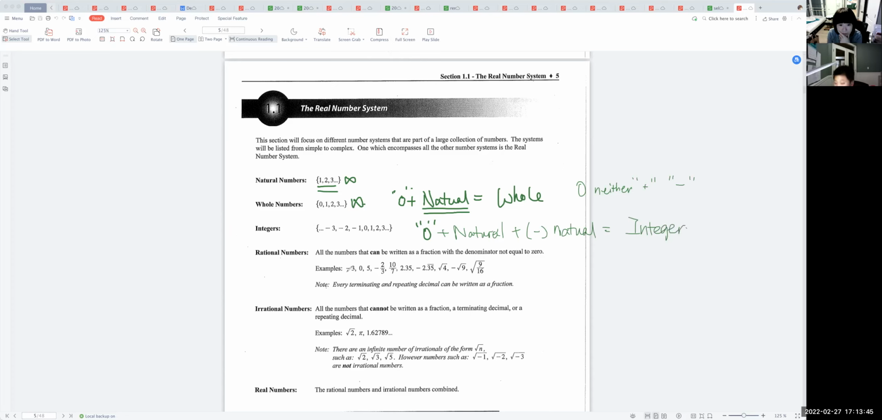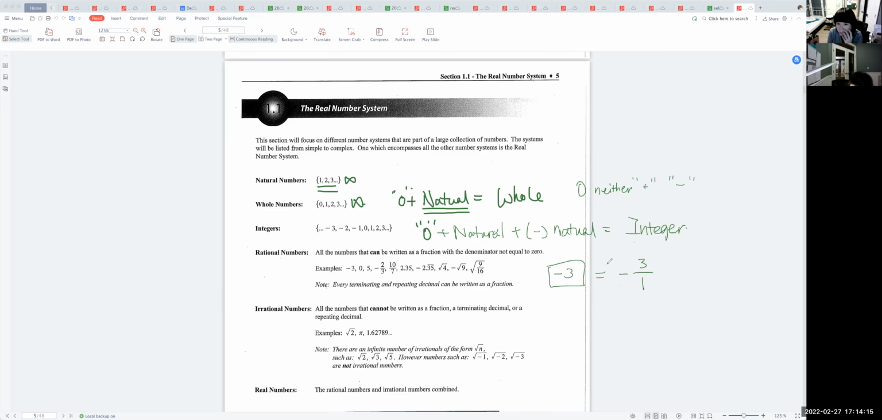So let's take a look at this one. So rational numbers. So what is the difference? Of course, rational numbers include the integers, the whole numbers, and all the natural numbers. All the numbers that can be written as a fraction with the denominator not equal to 0. For instance, negative 3. Negative 3 could be written as negative 3 over 1. So that's why it is a rational number. And also it is an integer.